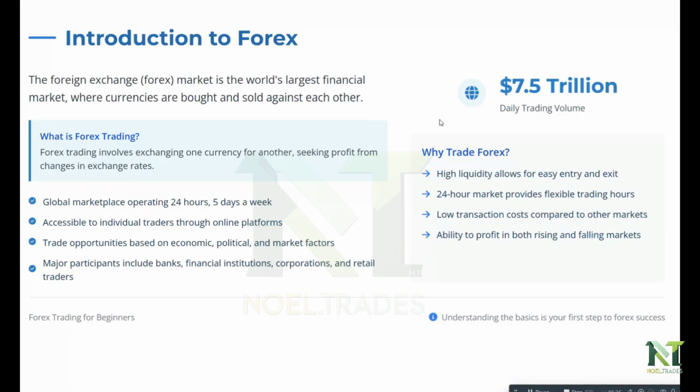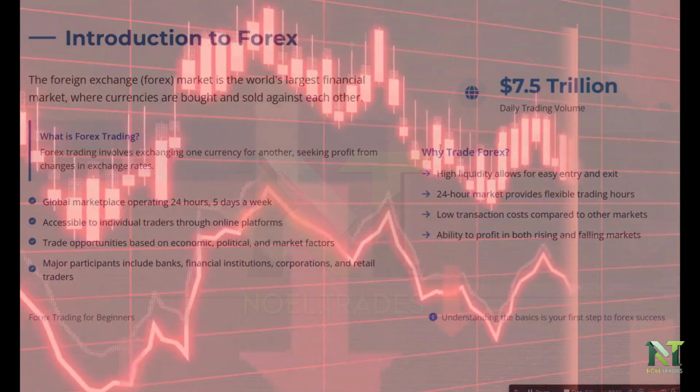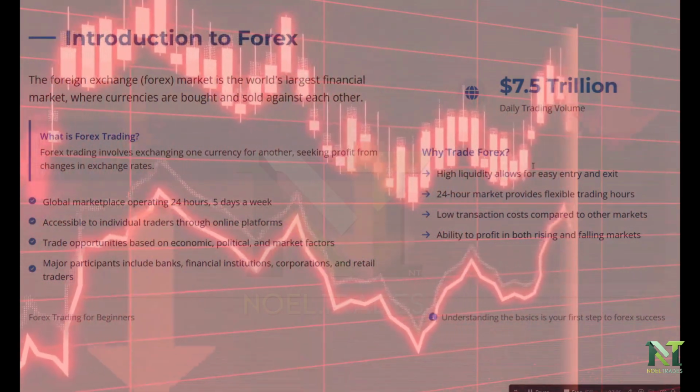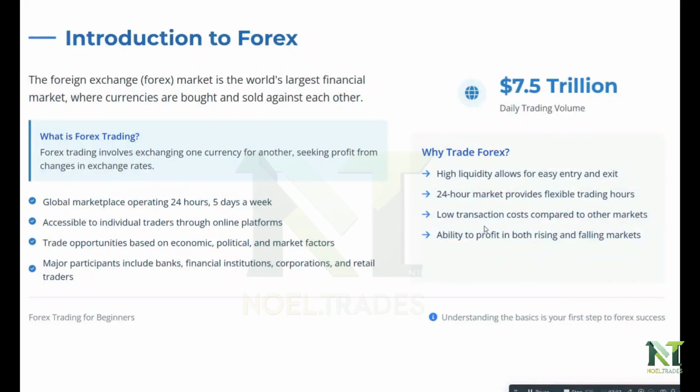So you ask me, why do I trade Forex? Because it has high liquidity and it allows you to enter and exit trades. It has a 24-hour market, 5 days a week, and flexible trading hours. It has low transaction costs compared to other markets. The stock market has higher transaction costs. And there is the ability to profit from both rising and falling markets. So these are the reasons why you can trade the foreign exchange market.